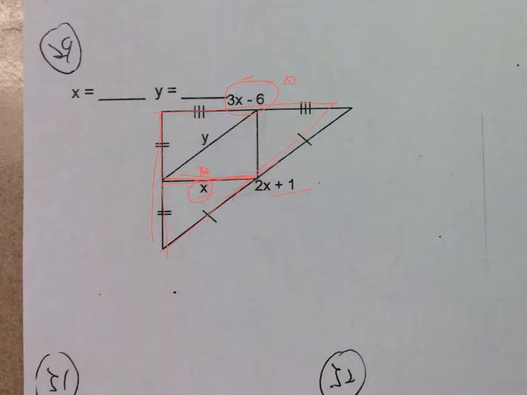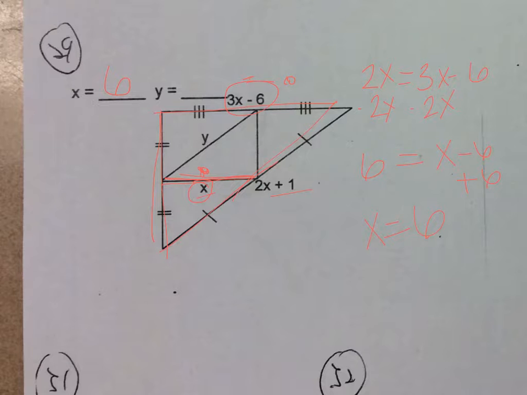So we'll just do that algebraically by saying 2x is equal to 3x minus 6. And we can subtract the 2x over, leaving us with 1x. Add 6 to both sides. X is equal to 6.